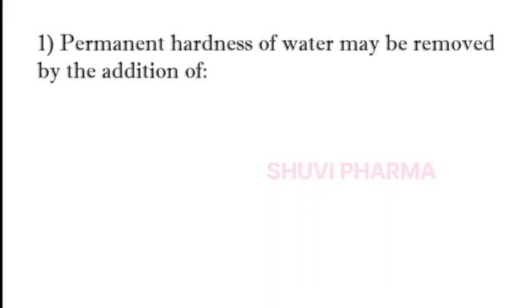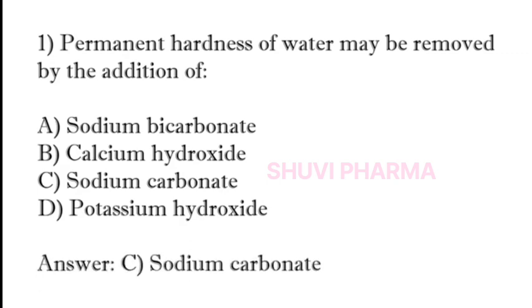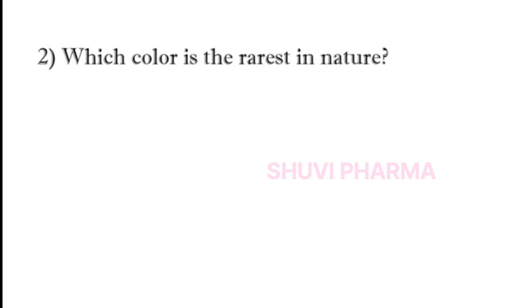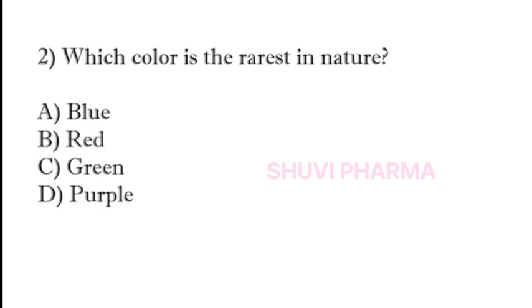Permanent hardness of water may be removed by the addition of sodium bicarbonate, calcium hydroxide, sodium carbonate, potassium hydroxide. The correct answer is option C, sodium carbonate. Which color is the rarest in nature? Blue, red, green, purple. The correct answer is option A, blue.